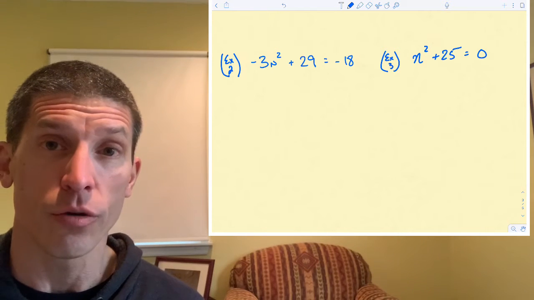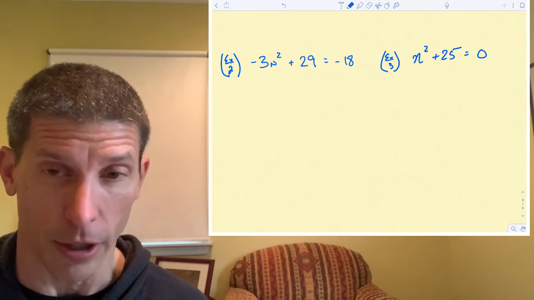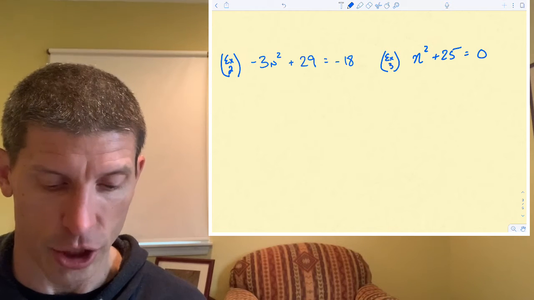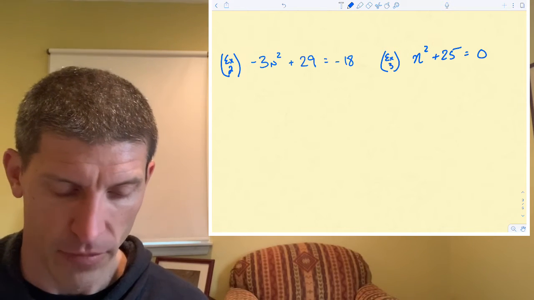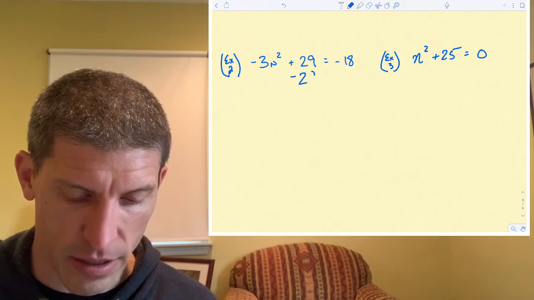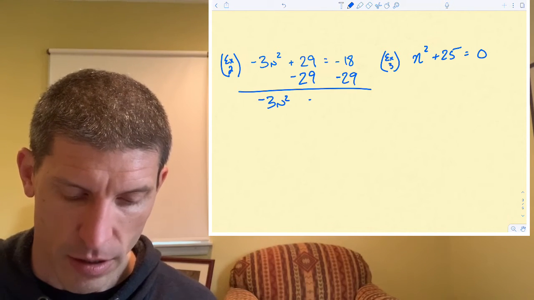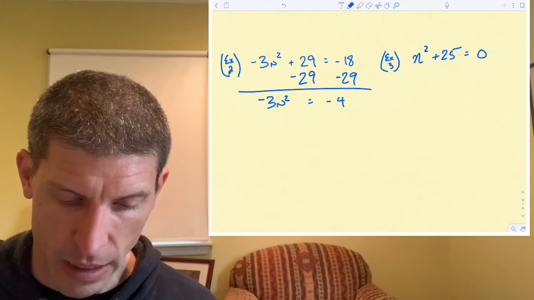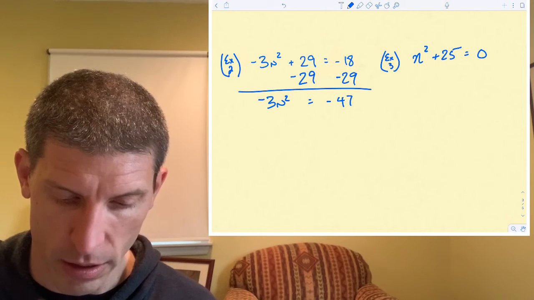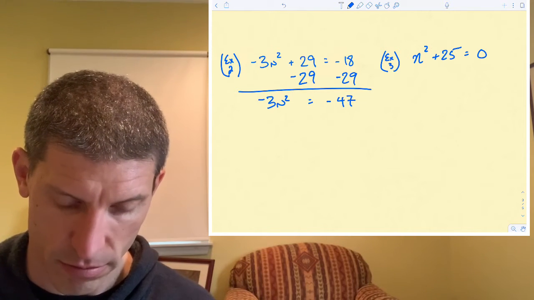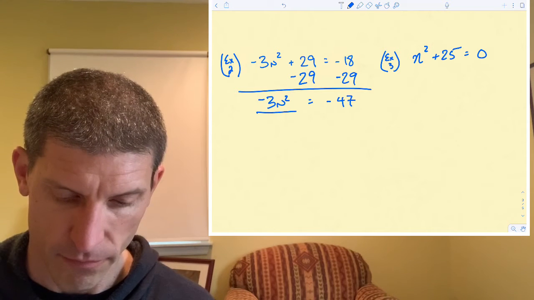Now, example number 2 looks a lot more confusing, but look, it doesn't need to be. Let's go ahead and just solve for n. So I'm going to get rid of the 29 first with minus 29 is negative 40, what are we at? 47. Is that right? I think so.